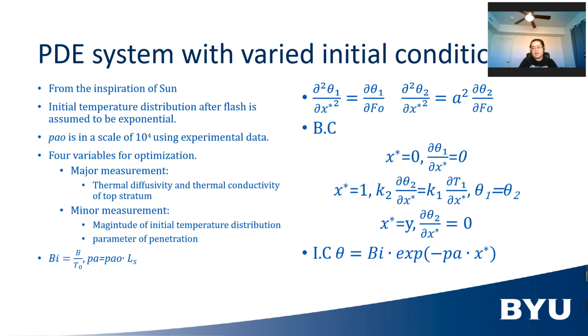Now, let's relax the constraint. First, we relax the initial temperature distribution. Rather than thinking about the in-depth absorption and flash duration, we just consider this. We assume that the initial temperature distribution right after the flash is exponential. In this case, this PDE says the initial condition is changed, and this becomes a four-variable system: major measurements and minor measurements, magnitude of initial temperature distribution, and parameter of penetration.